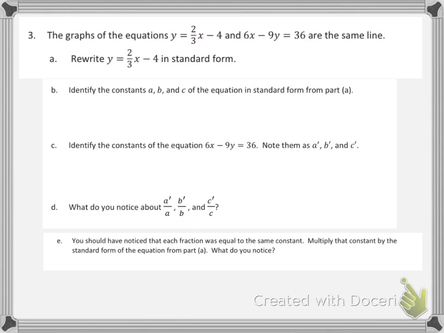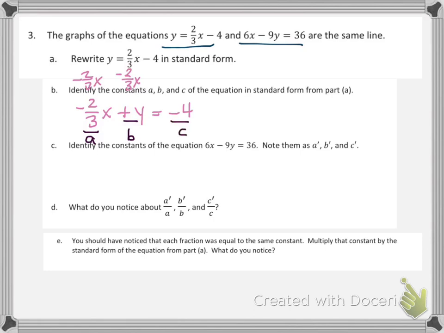Okay, that's good. Let's check this again. This time they tell us that these two are the same line. We're going to rewrite y equals 2/3 x minus 4 in standard form, so that means subtract 2/3 x from both sides, and that gives me a negative 2/3 x plus y is equal to negative 4. So there's my standard form of that equation. And here we go. We're going to check these constants again. So this is my a, that's a negative 2/3. And then this would be b, that's a 1. And then this is c, negative 4.